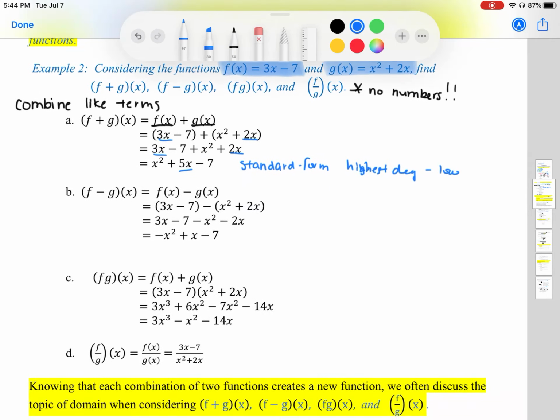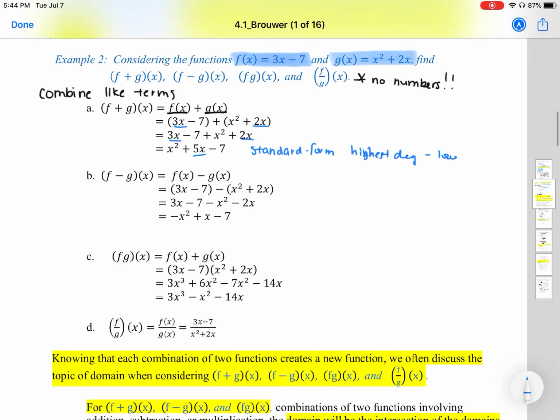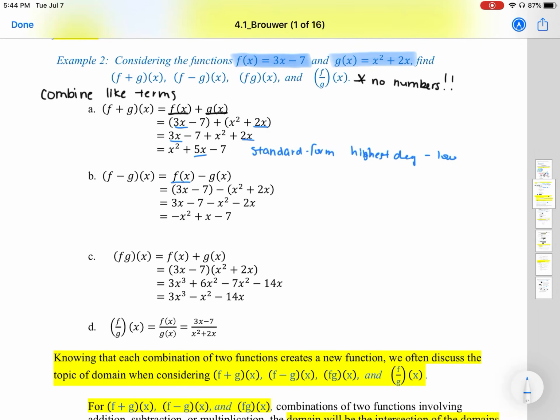All right, going on to B. Similar to A, all we're doing is taking each one and writing a sign in between. So we have our function f, which is 3x minus 7. And we have our function g, which is x squared plus 2x. And all we did was write a minus in between. And from there, all we can do is combine like terms. My like terms are the 3x and that 2x. So 3x minus 2x gives me 1x. And so this is our answer. Notice that they're different because we're applying a different sign to our second function.